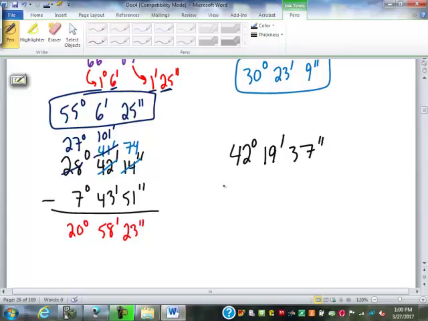Now, have you guys try one. 42 degrees, 19 minutes, 37 seconds, minus 18 degrees, 48 minutes, 41 seconds.